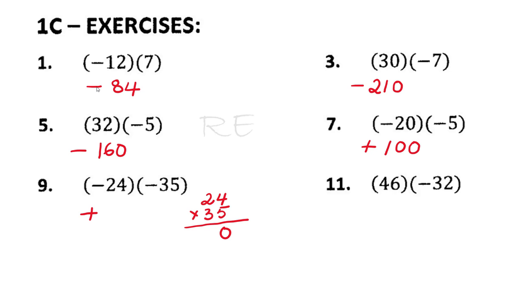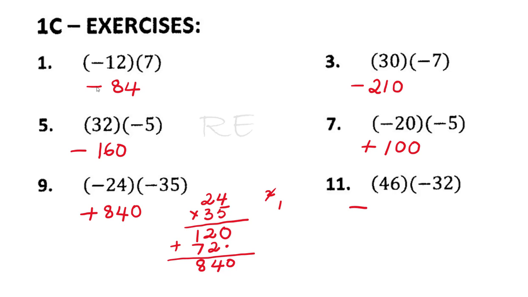And 24 times 35 will be, when we perform the multiplication, 840. Positive 840.